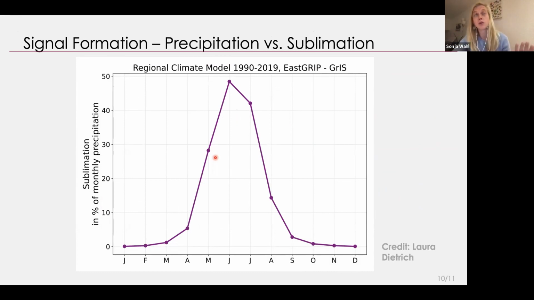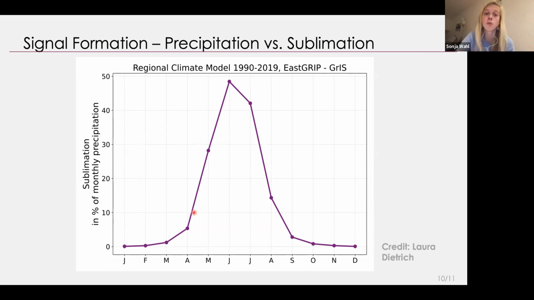When we talk about which process is the dominating process for the signal that we see in the ice core, we of course have to evaluate precipitation versus sublimation. And like I said, she approached this question from a pure mass balance approach. She took a regional climate model, a 30 years average for the ECScript location. And then she produced this curve here, which means that in summer, obviously sublimation is a summer process because you need the polar day conditions.